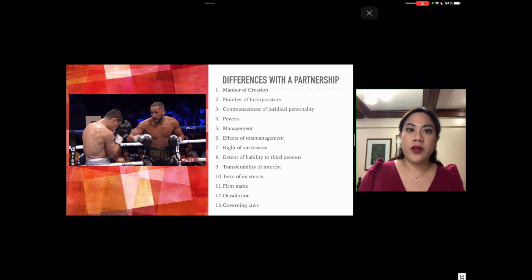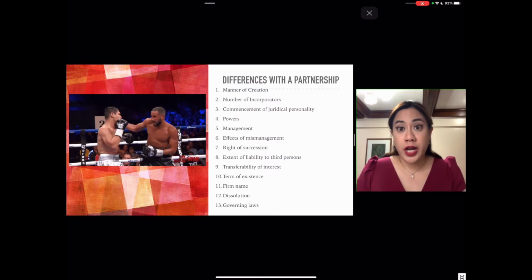Now that we have already discussed the definition of a corporation and dissected its definition, we can now compare a corporation with a partnership. So let's go first to the differences.